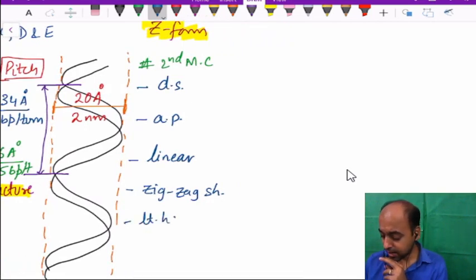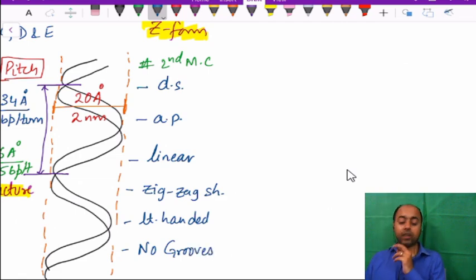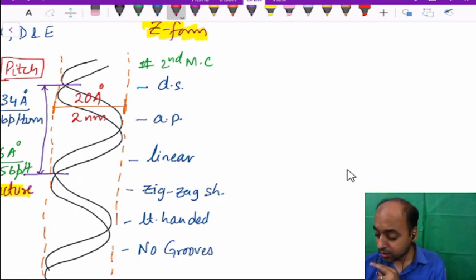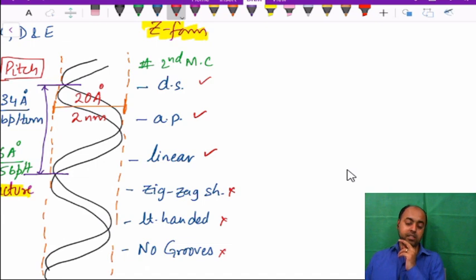It is left-handed, and there are no well-defined grooves. In other words, the first three are the same. The next three are different.